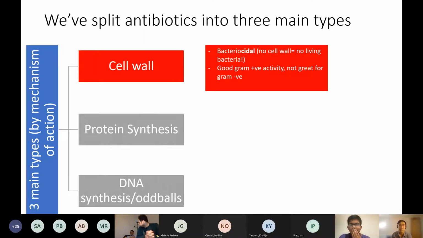So let's start off with the cell wall antibiotics. First of all, they're all bactericidal, because if a bacteria doesn't have a cell wall, it can't live. And generally, antibiotics against cell walls are good against gram-positive bacteria, because gram-negative bacteria have a special adaptation to their cell wall that makes it harder to target. And I'll hand over to Anush to introduce you to our first main heroes.